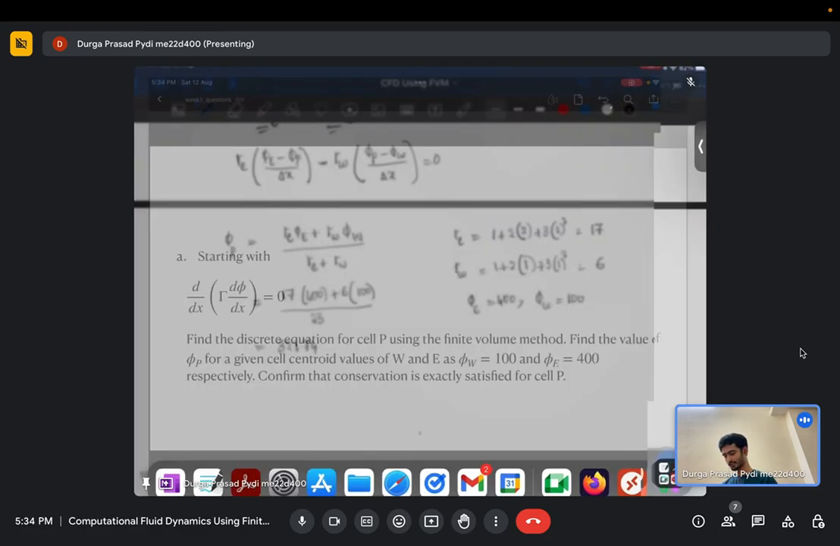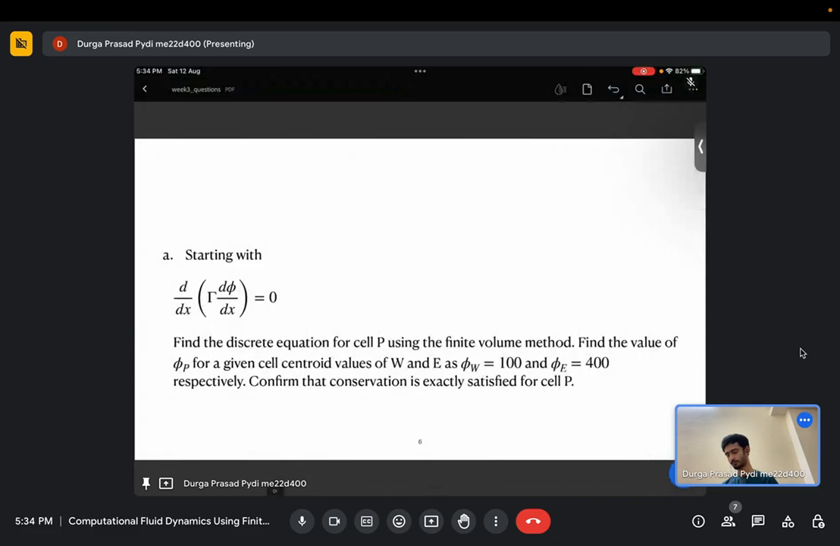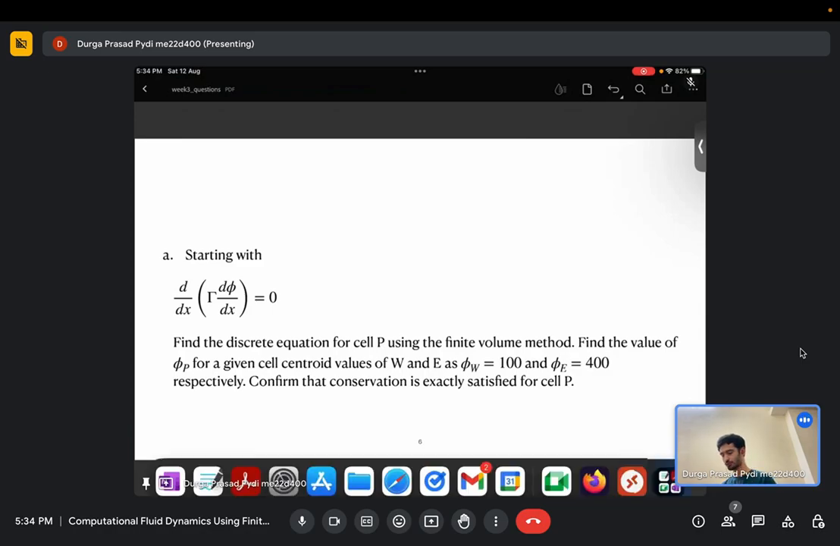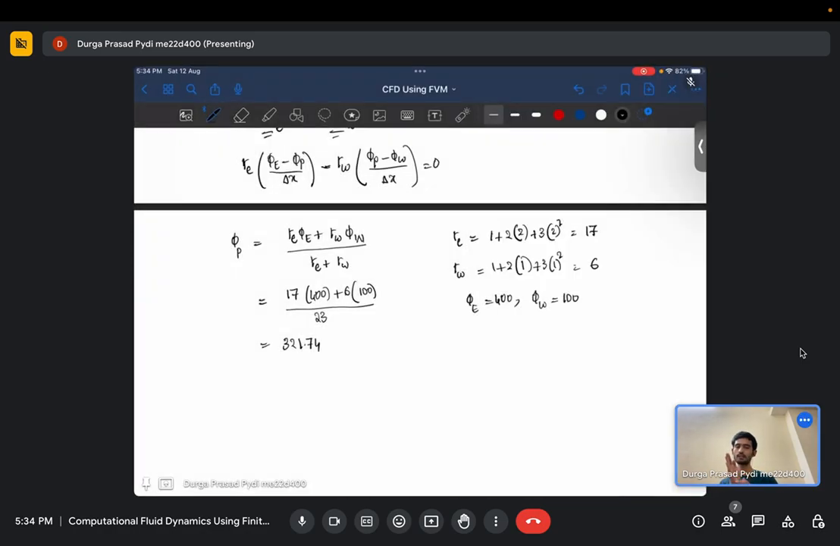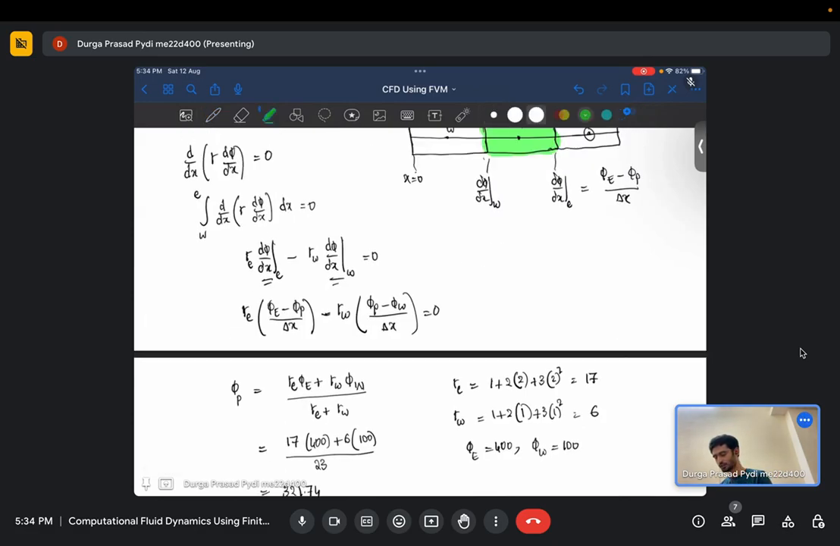The next question is to calculate the diffusion fluxes and confirm whether the conservation is exactly satisfied or not. By conservation, we mean we calculate the flux on the west face and the flux on the east face. Since there are no source terms and it is a steady problem, the flux should be equal on both east and west faces. That is essentially the governing equation here. What this portion tells you is that gamma e d phi/dx is the flux on the east face, and gamma w d phi/dx is the flux on the west face, and we got the equation by solving that. So this will be naturally satisfied.